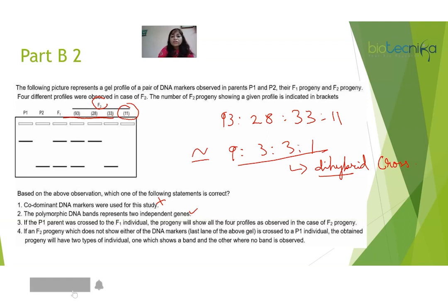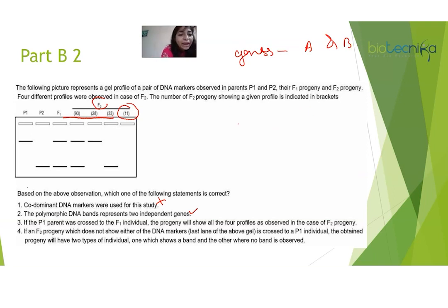So if there are 2 independent genes, let's say the 2 genes we are talking about are A and B. If this band is for gene A and this band is for gene B, the capital alleles are showing the band. So if this individual has this band, P1's genotype will be capital A, capital A, small b, small b. It does not have the capital B allele, that's why the other band is absent. In P2, just the reverse: small a, small a, capital B, capital B.